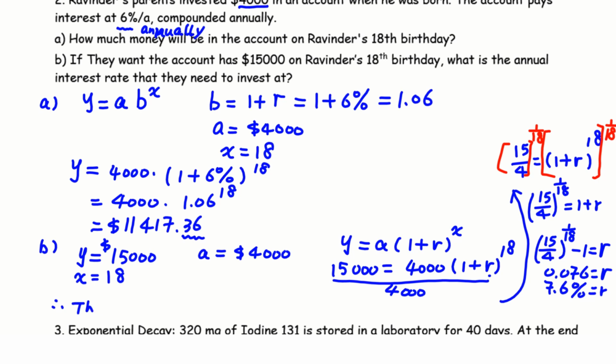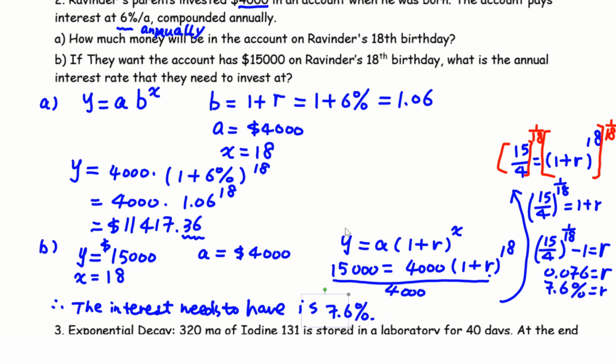So then we know that the interest rate needed is 7.6%. Then when Rwanda reaches 18 years old, the account will have $15,000.